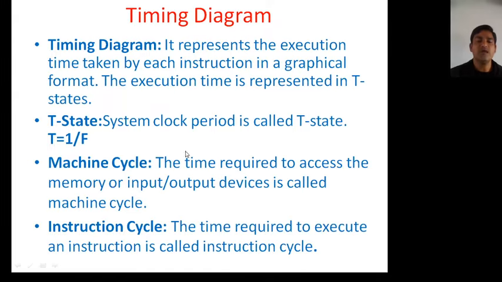Now come to instruction cycle. The time required to execute any instruction is called instruction cycle. So instruction cycle is nothing, it is the time required or total T states required to execute one instruction, or we can say the total machine cycles required to execute one instruction is called instruction cycle.